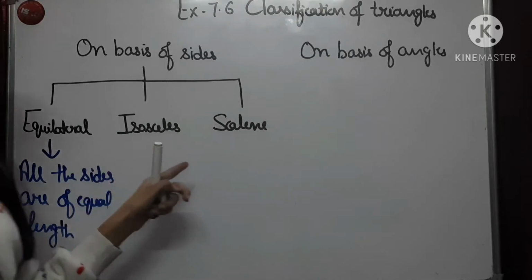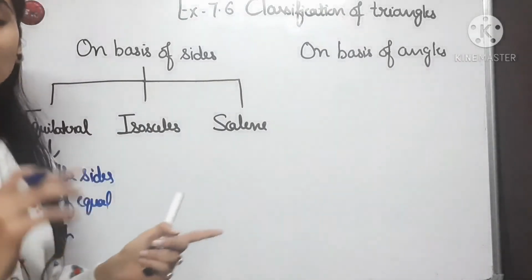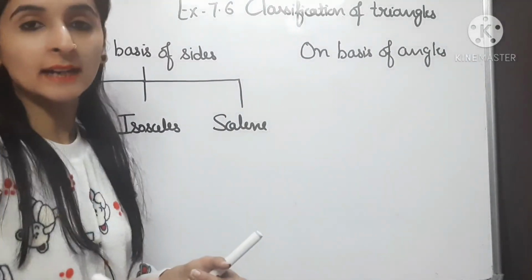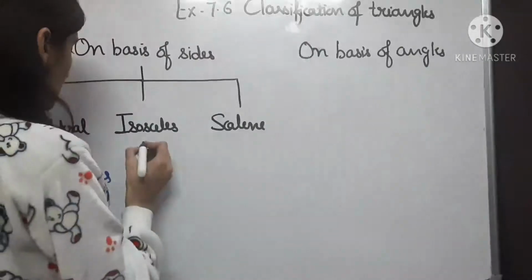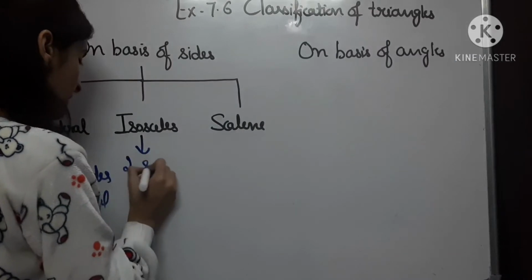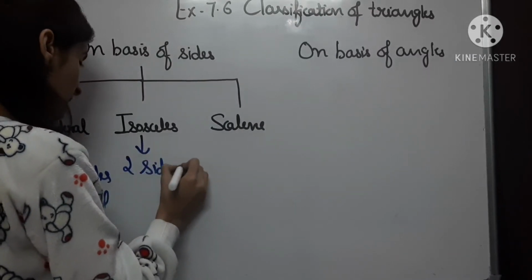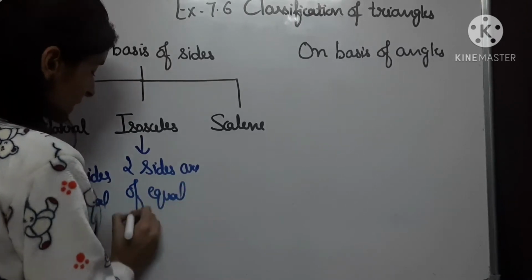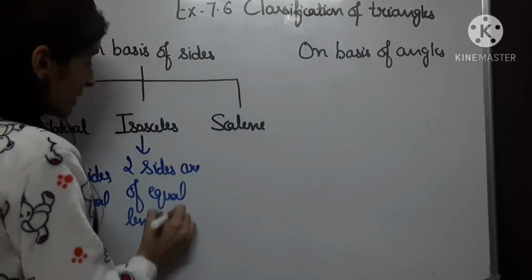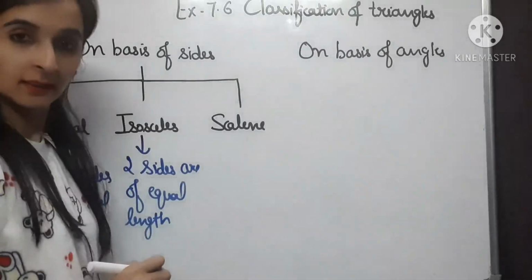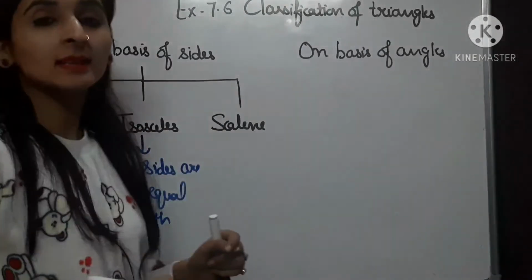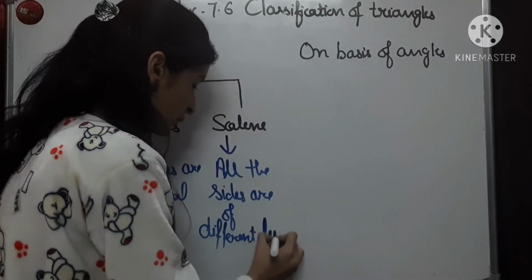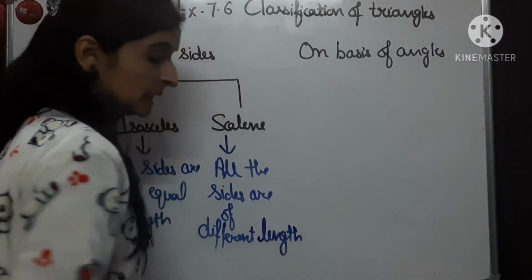Then let's talk about the isosceles triangle. In an isosceles triangle, only two sides of the triangle will be equal. So when two sides are of equal length, then that kind of triangle is called an isosceles triangle. Then we have a scalene triangle. In a scalene triangle, all the sides are of different length.